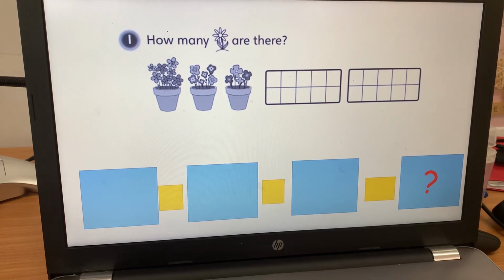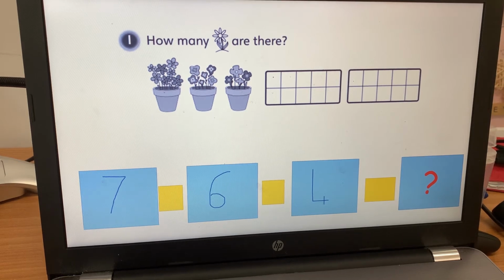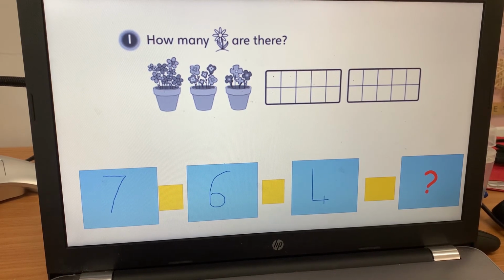So hopefully you've had some time now to try and represent how many plants we have all together. So we'll just go through that now. So let's have a look at the first plant pot. 1, 2, 3, 4, 5, 6, 7. Okay, so we've got 7 in the first plant pot. We've got 1, 2, 3, 4, 5, 6 in the next plant pot. And we've got 1, 2, 3, 4 in the next plant pot. So again, we can represent that doing the 7, the 6 and the 4 independently, and then we can try and find those number bonds to 10.